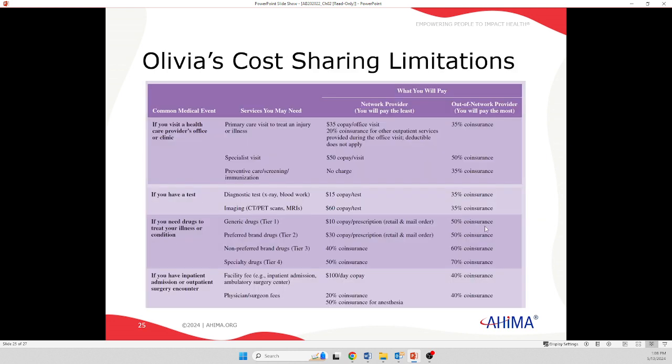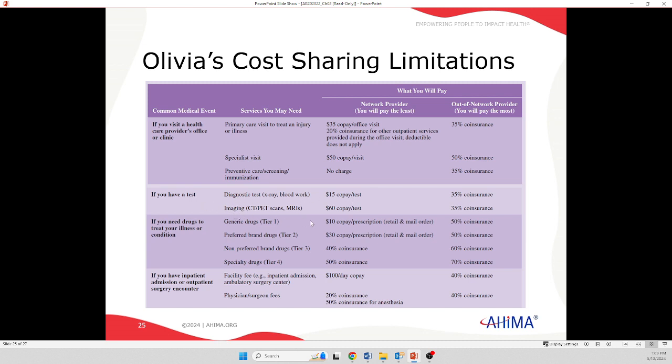All right, so these are her cost sharing limits. If you go to a doctor, primary care, it's $35 in network, and then it's 20% co-insurance for other outpatient provided during. Deductible does not apply. A specialist is $50, and if you do preventative, there's no charge. These are out of network. Ooh. If I have a test, it's $15.